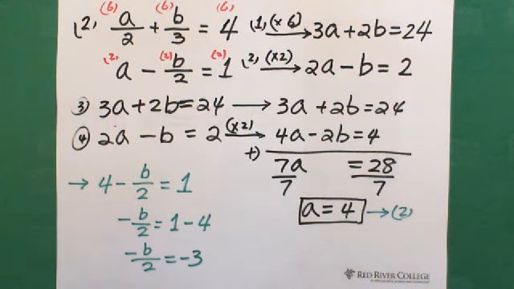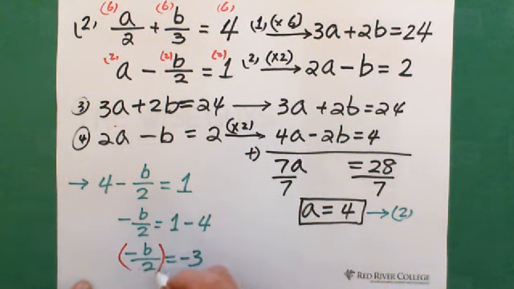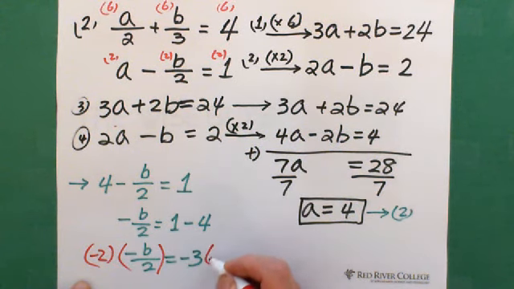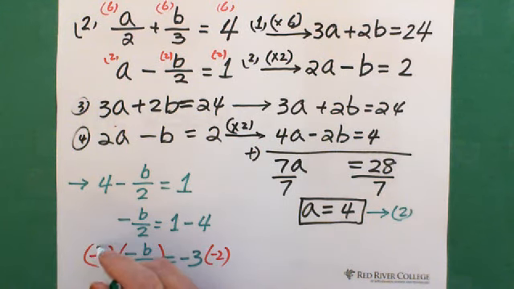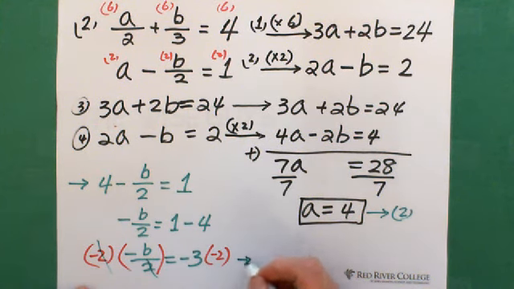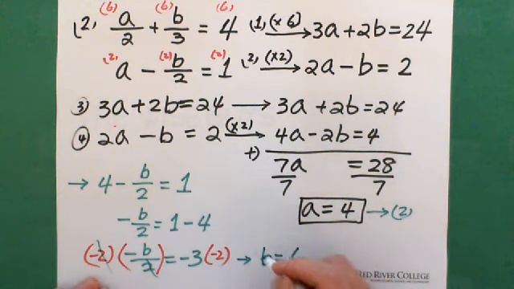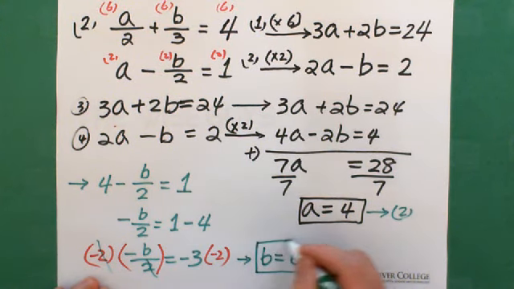Then multiply both sides by negative 2, because the negatives cancel out. So we get b equals 6. So you got a equals 4, b equals 6.